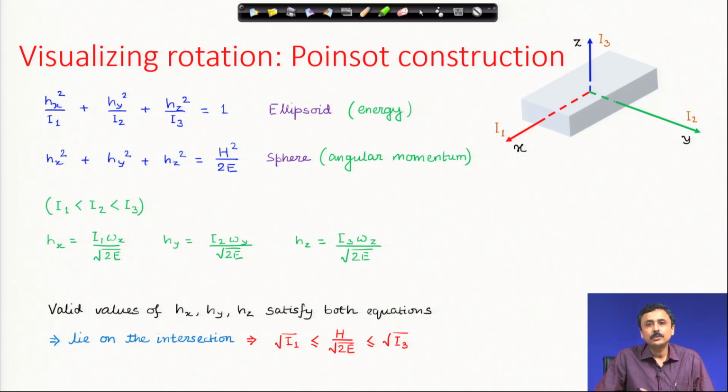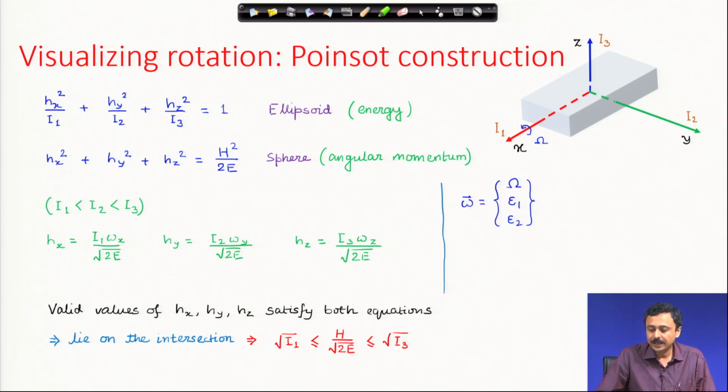And how can a sphere and an ellipsoid intersect? Under what conditions? The radius of the sphere must be greater than the lowest semi axis and smaller than the largest semi axis. Only then is intersection possible. If the radius of the sphere lies outside this region, then either the sphere will enclose the whole ellipsoid, or the ellipsoid will enclose the whole sphere. There will not be an intersection, and then there are no valid values of h x, h y, h z.